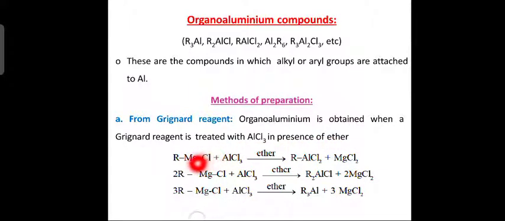Suppose 2 Grignard reagent molecules react with aluminum chloride in the presence of ether, giving R2AlCl and 2 molecules of MgCl2. Suppose 3 molecules of RMgCl react with AlCl3 in the presence of the same solvent ether, to give trialkyl aluminum R3Al plus 3 molecules of MgCl2. So these are the general equations for the preparation of organoaluminium compounds starting from Grignard reagent.